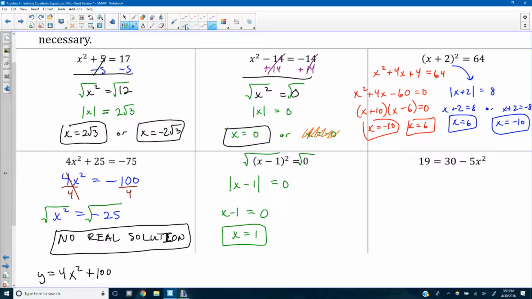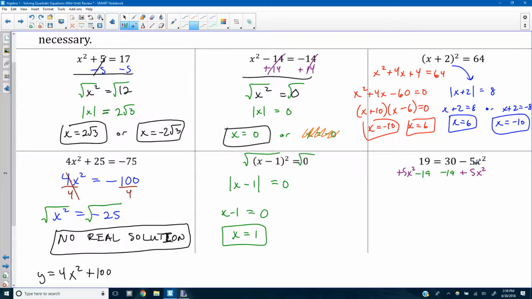And your final one right here, we have 19 equals 30 minus 5x squared. So I want to isolate my x squared term again, and I like to make it positive. It makes me feel better, and I like it on the left side. So I'm going to add 5x squared to both sides to get that on the left side and make it positive. I'm going to subtract 19 from both sides just like that.